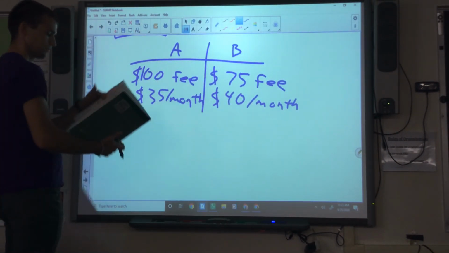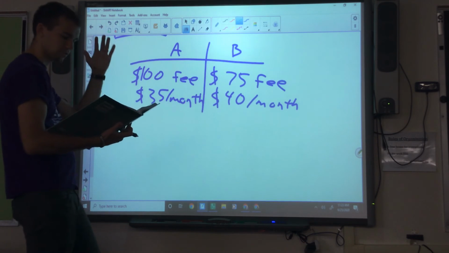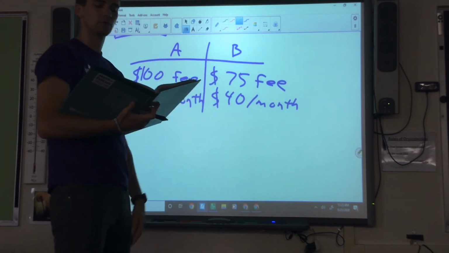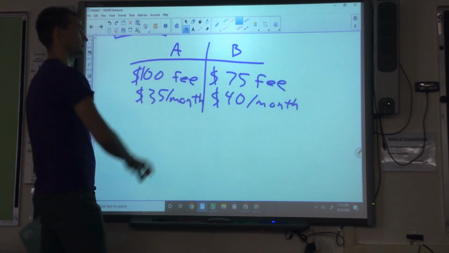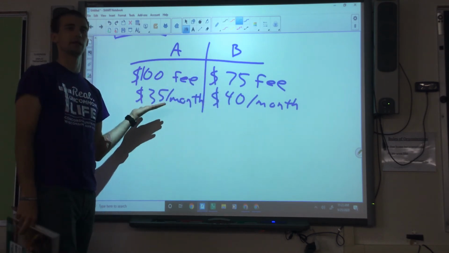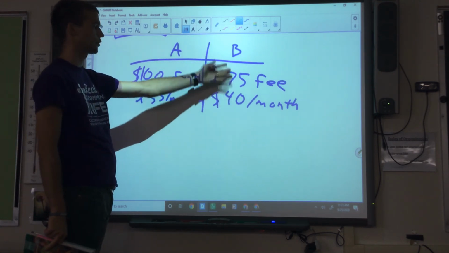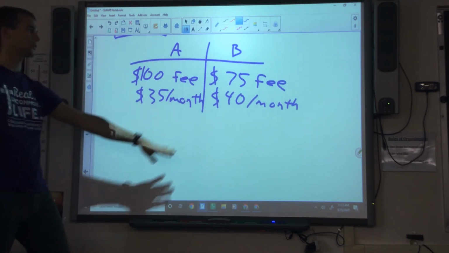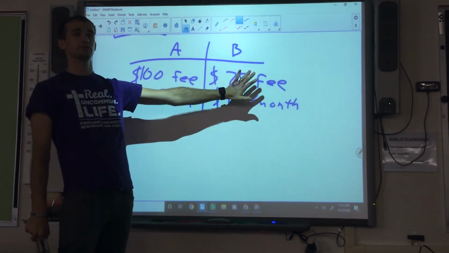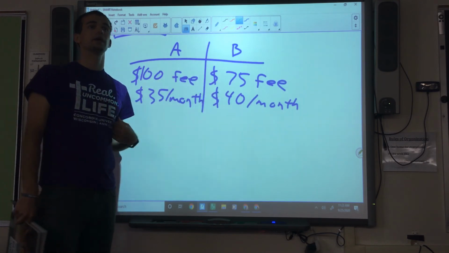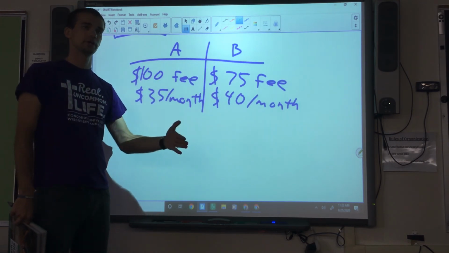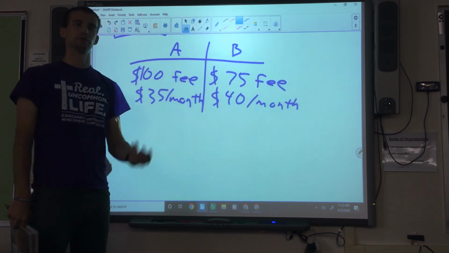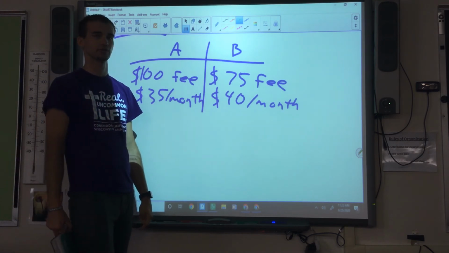Yeah. So then the next thing says, after how many months will gym A be less expensive than B? Because we know right away B is going to be less than A, right? If you go 1 month, 40 plus 75, $115, 100 plus 35, $135. So you know this is going to be cheaper. But the thing is, you need to say, how many months do I need to go here before I'm actually going to be able to break even?